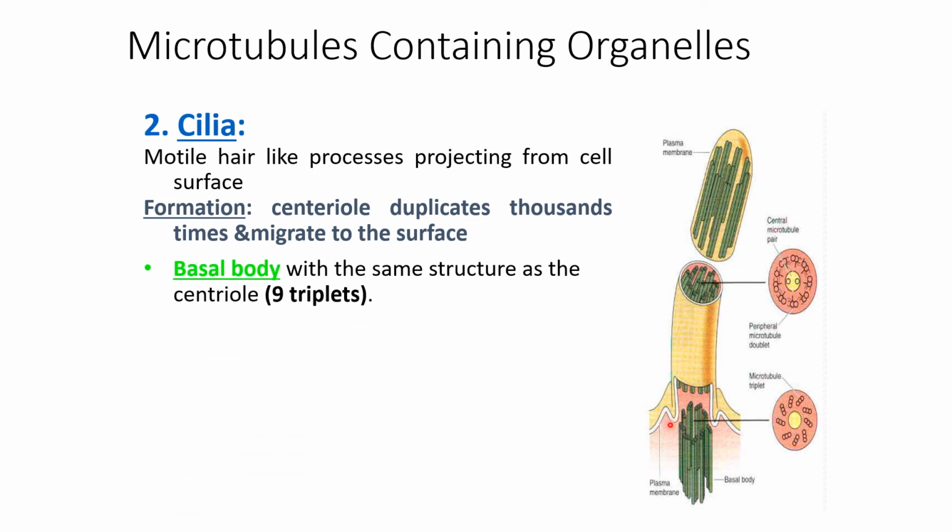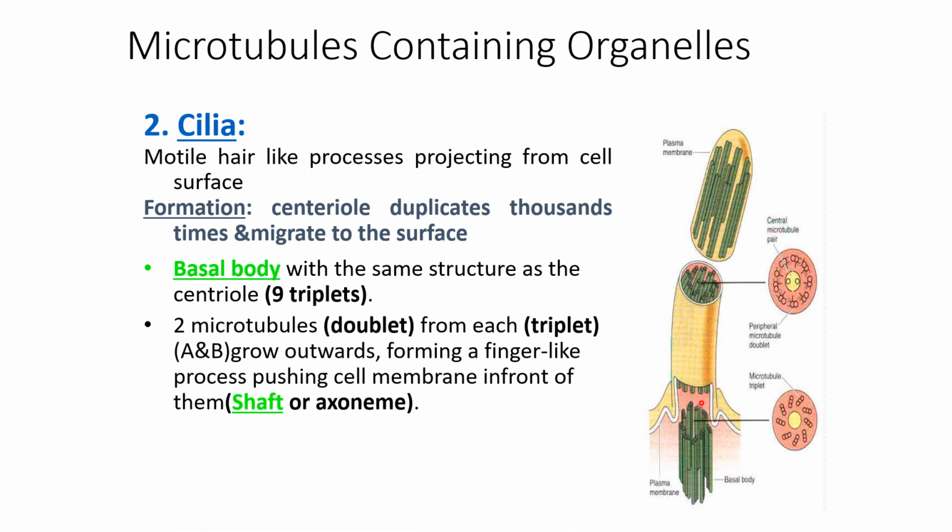The basal body of the cilia is equal in structure to the centriole, with the same structure of 9 triplets. This is the basal body of the cilia. 2 microtubules from each triplet, so they are called a doublet from each triplet. These 2 microtubules, A and B, grow outside, forming a finger-like process, pushing the cell membrane in front of it, forming what's called the axoneme.